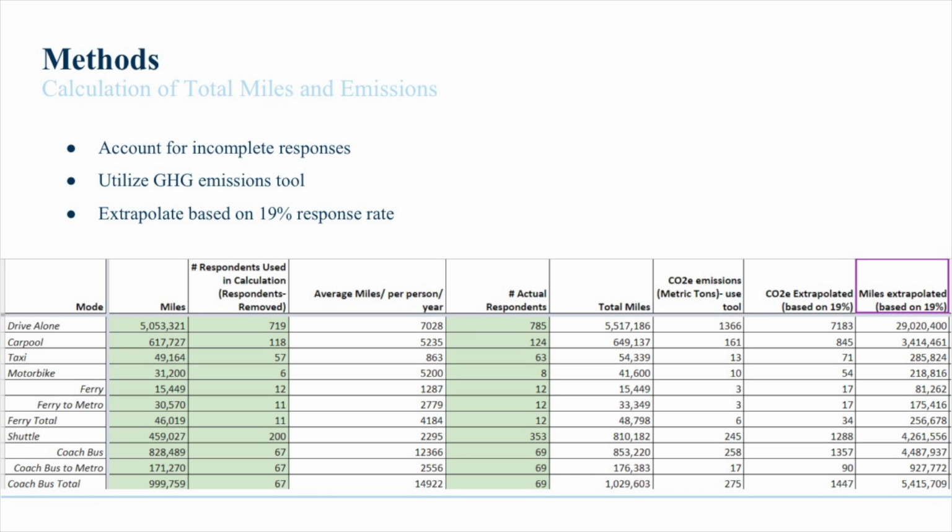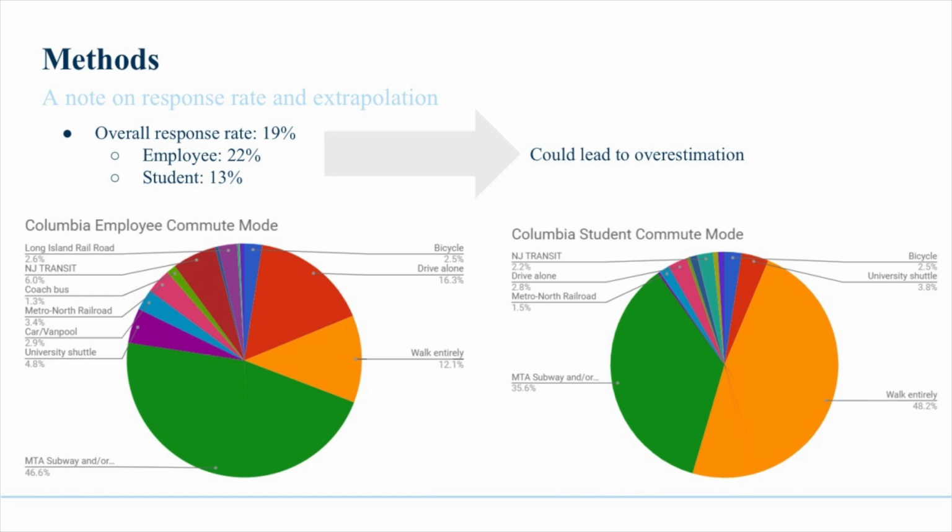In doing this, we had to make quite a few assumptions, which again, I'm not going to get into, but one that I will talk about because I thought it might be interesting for this audience is looking a little bit deeper into the response rate, which, as Zach said, was 19%, but this was actually split between 22% for employees and 13% for students. And as you can see, the commute modes for these two groups are quite different, with students walking to campus a lot more, driving and taking the subway a lot less. So because of this difference, it could have led to an overestimation in our numbers, which we felt was much better than an underestimation.